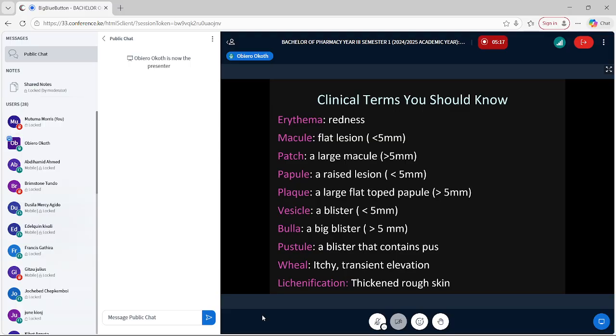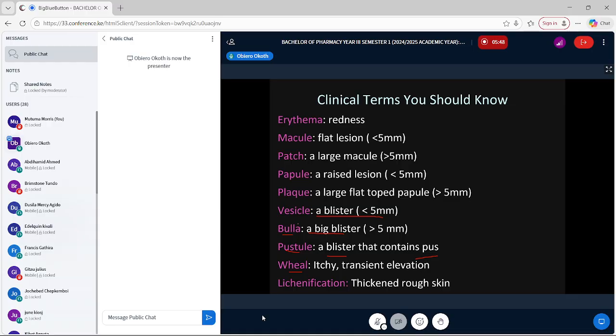A vesicle is a blister. A blister that's less than 5 millimeter, the term we use is a vesicle. A blister is something filled with fluid, like serous fluid, like what you get when you have a scalding. That's a blister. So a big blister or a big vesicle, the term we normally use is a bulla.